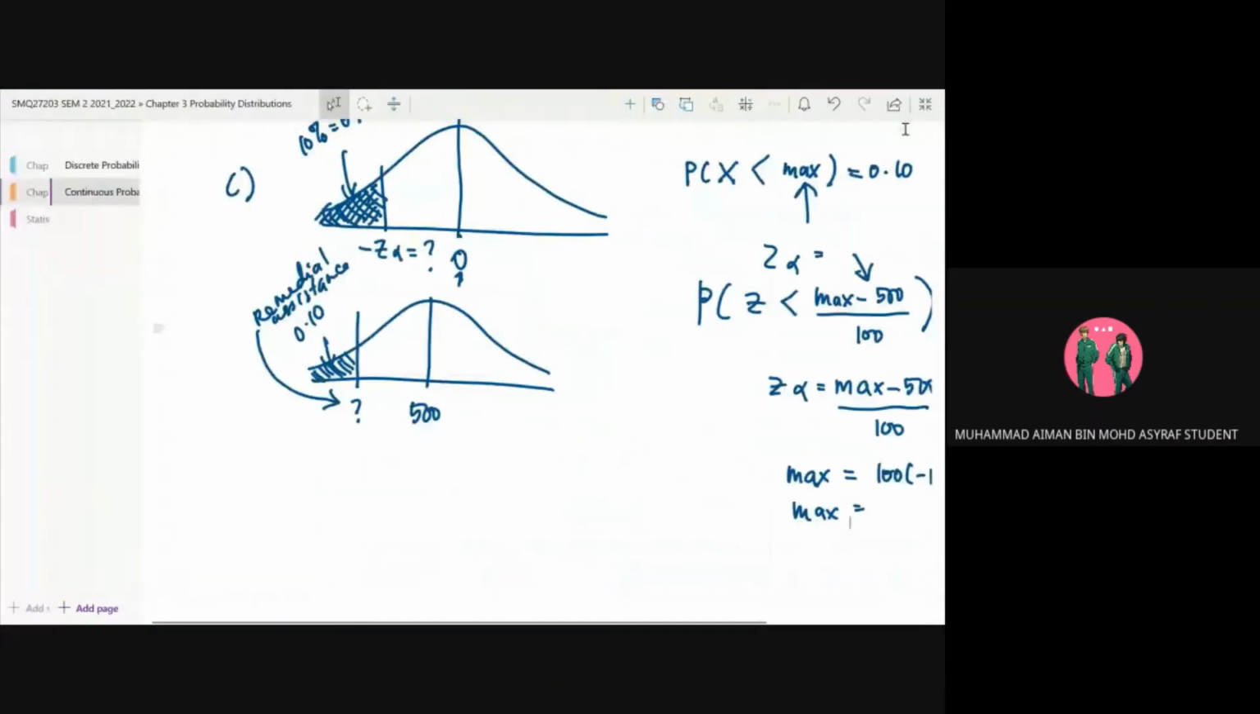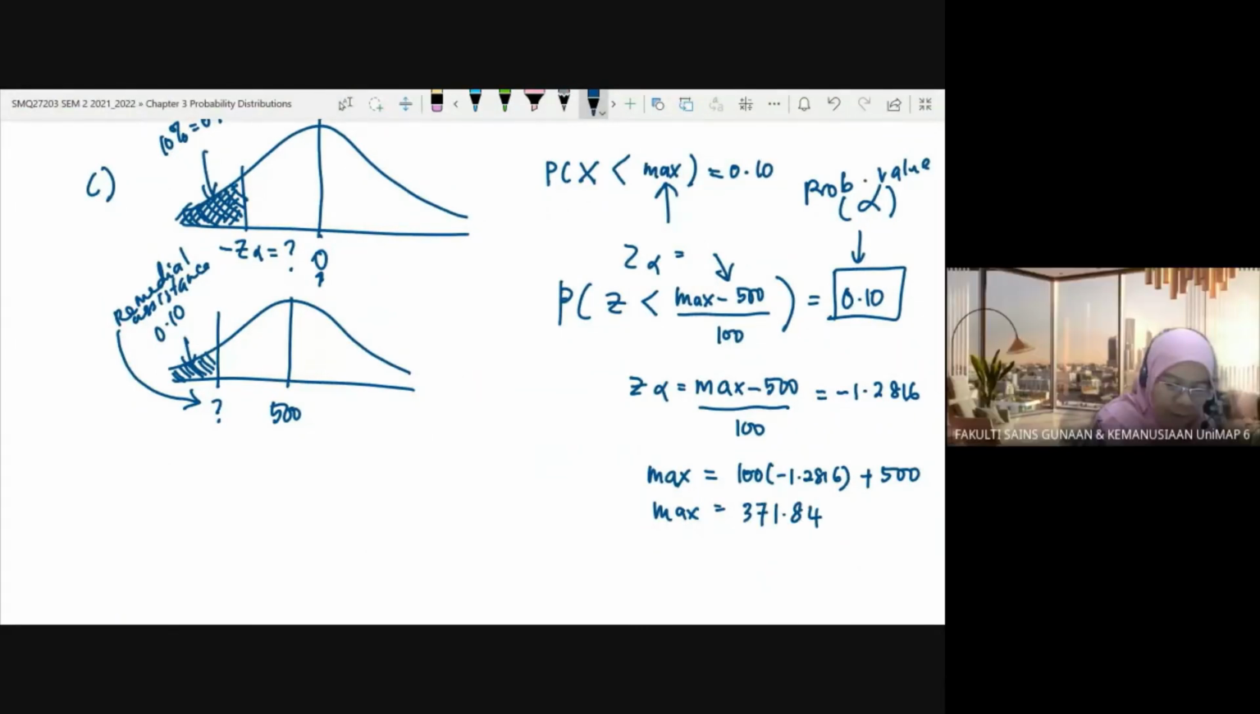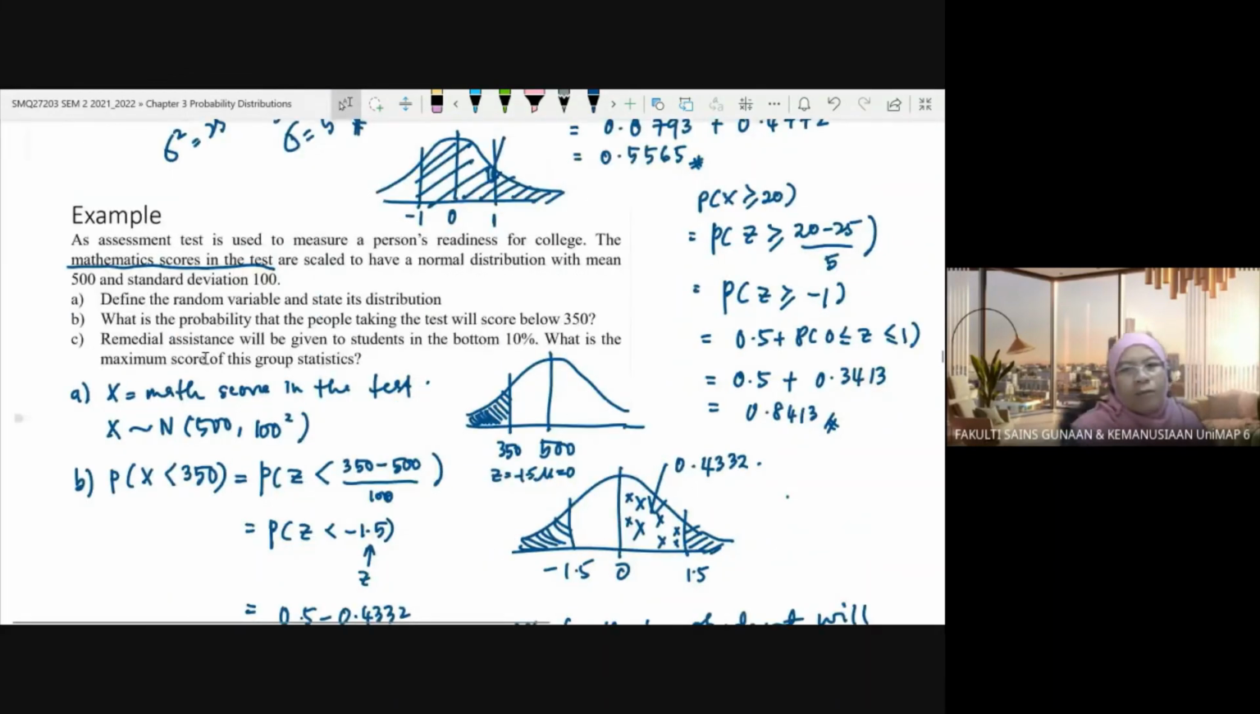371.84. Okay, if you got this value, since we are referring to the rounded value, max will be approximated to 372. Then we know the marks that require a student to go for remedial class will be 372. So those who got 372 and below will have to go for the remedial assistance class. So that's how we solve this particular question.